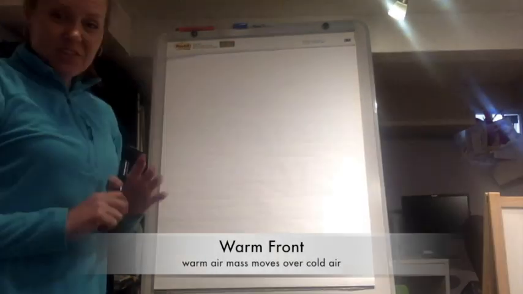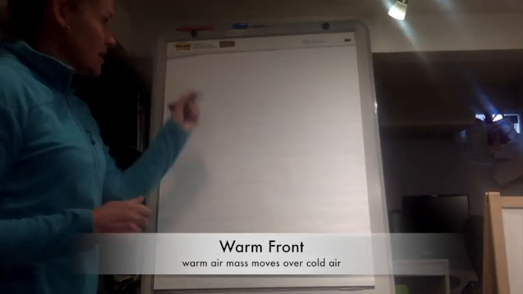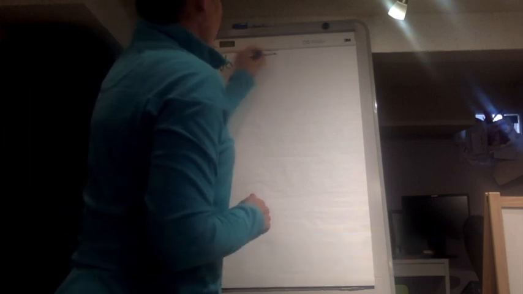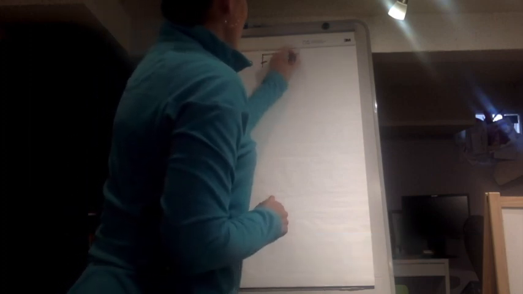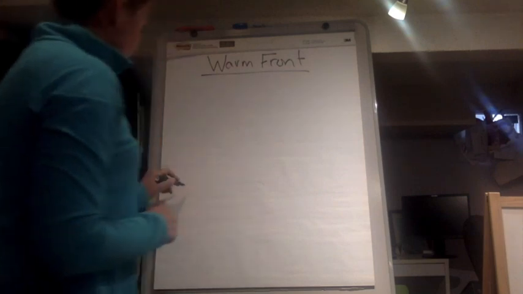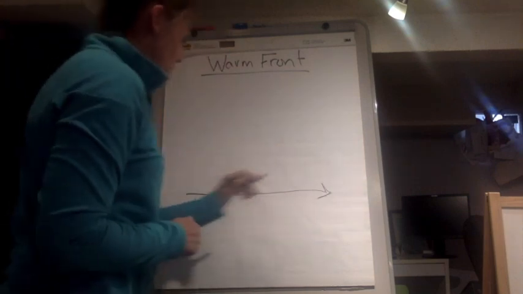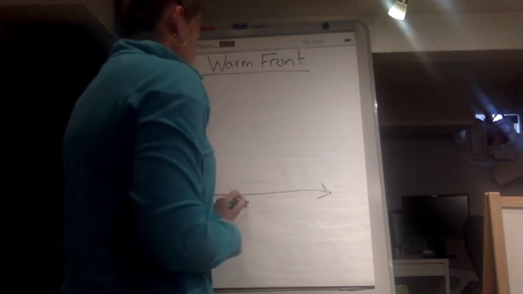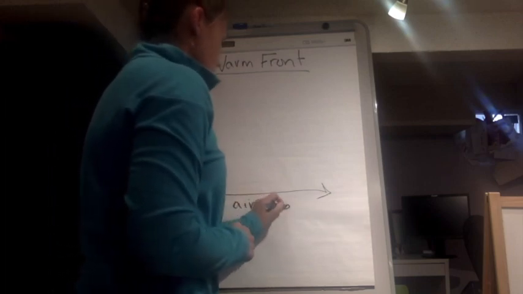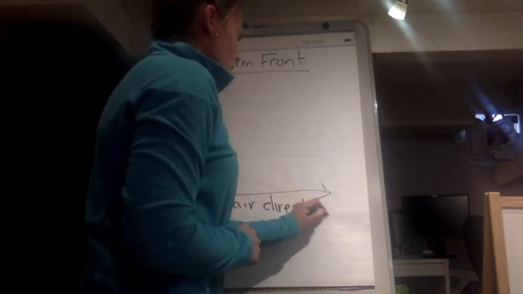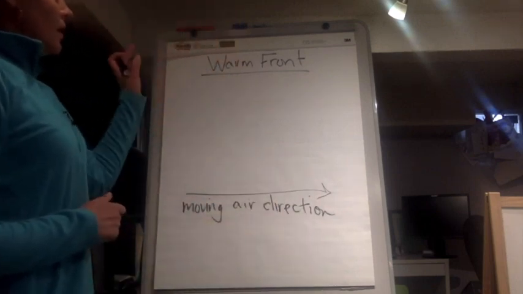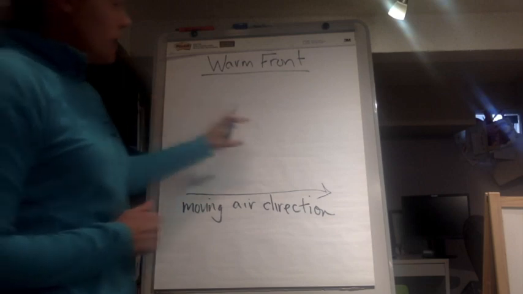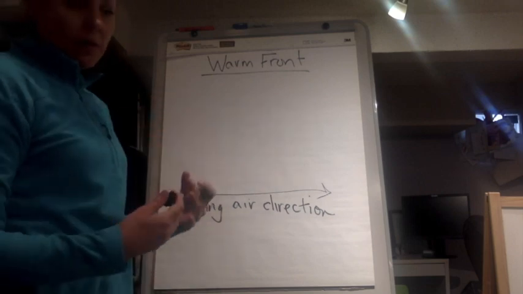All right, everybody, here's our second front, and it is going to be called a warm front. So once again, you can title that right there, and then we're going to talk about the direction of the moving air. You guys want to write that in? Now this one, if you could probably guess it, a warm front is where a warm air mass moves in and overtakes a cooler air mass.